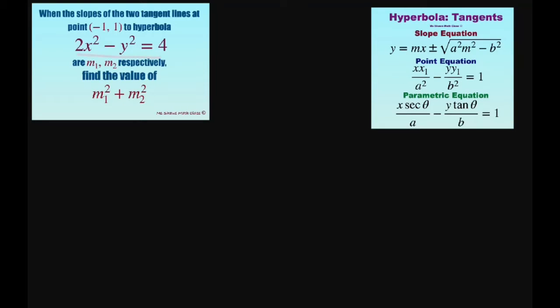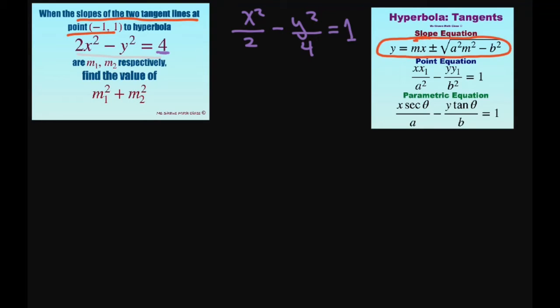Let's first rewrite this equation for our hyperbola by dividing each term by 4. That gives us x²/2 - y²/4 = 1. We're doing that so we can use this formula, since we have the slopes of the two tangent lines at this point. That means our a² is 2 and our b² equals 4.